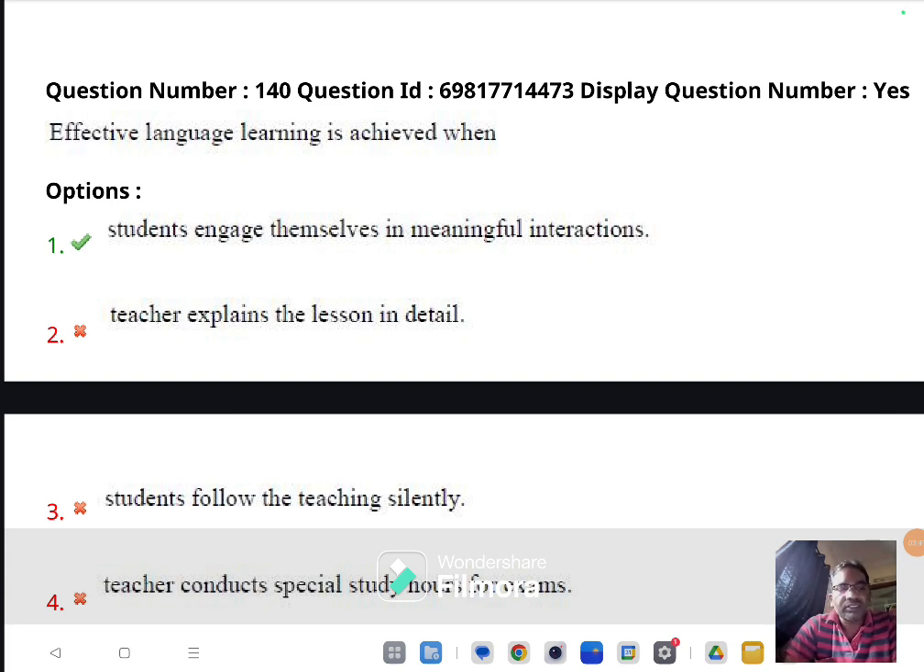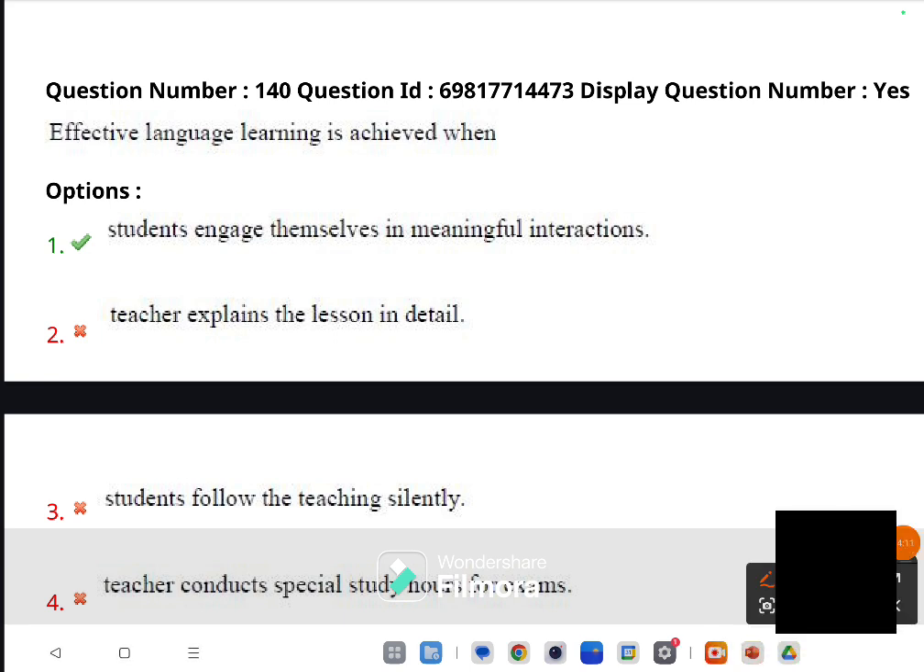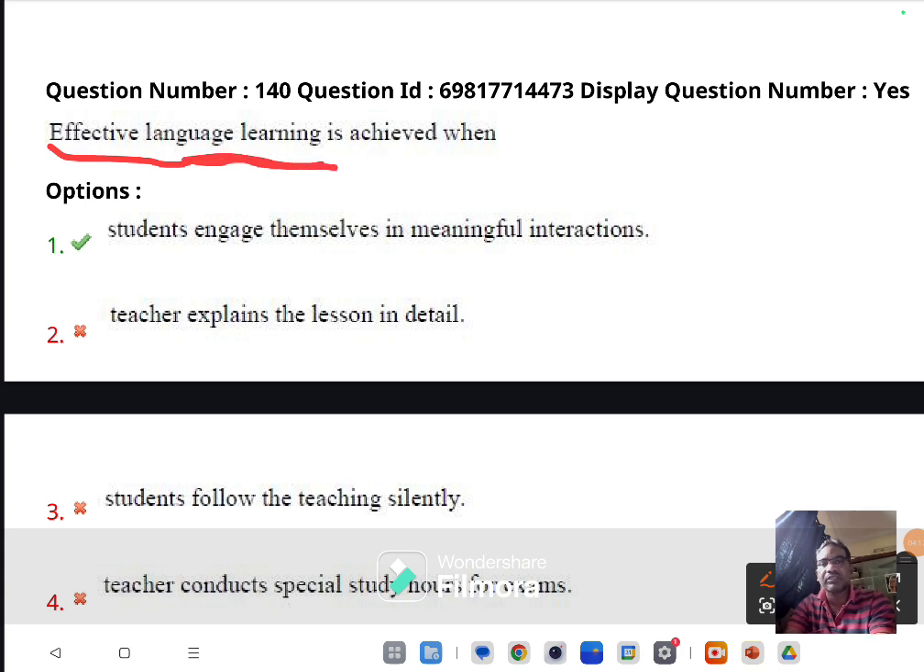Question number 140. Let's see. Effective language learning is achieved when students engage themselves in meaningful interactions, teacher explains the lesson in detail, students follow the teaching silently, or teacher conducts special study hours for exams. If you look at the question it may be a bit tricky. How do students learn effectively? How does learning happen?